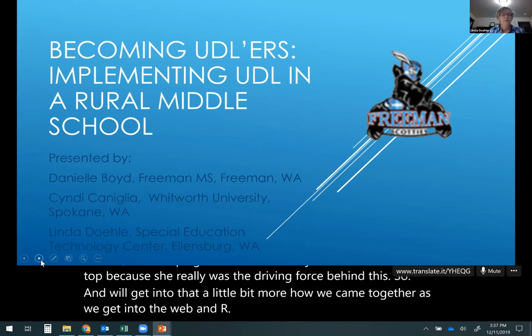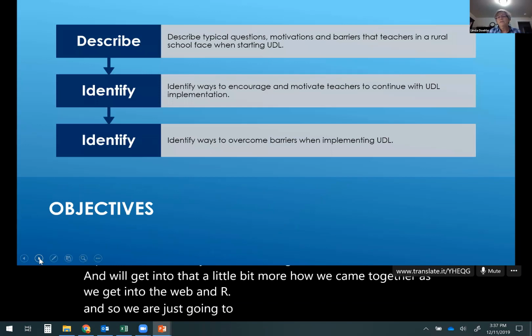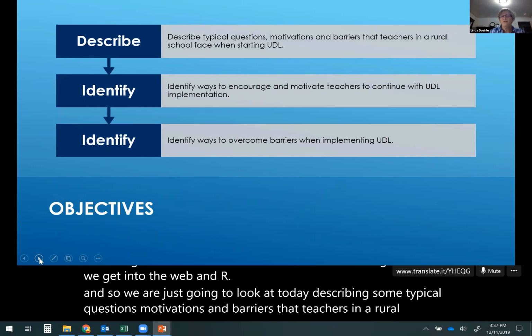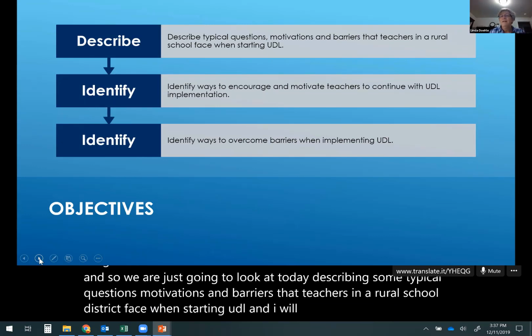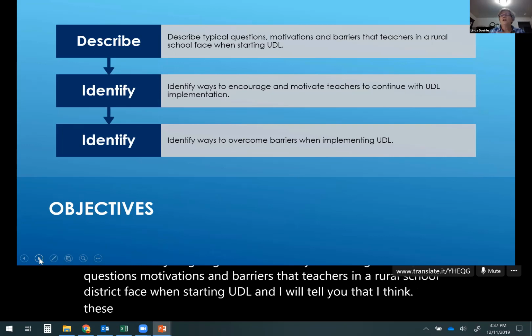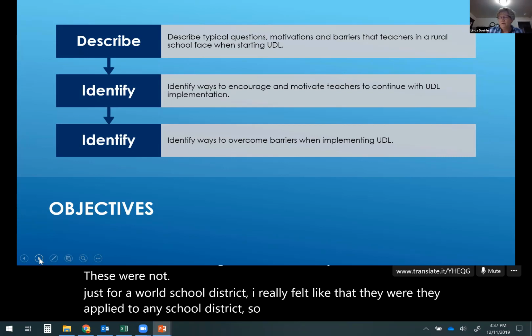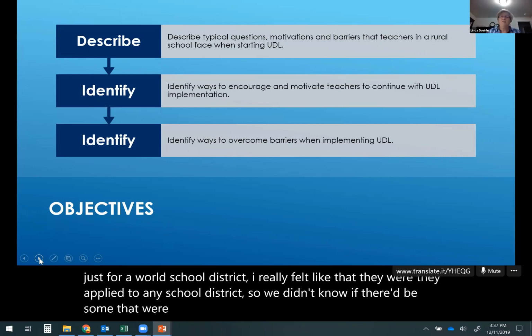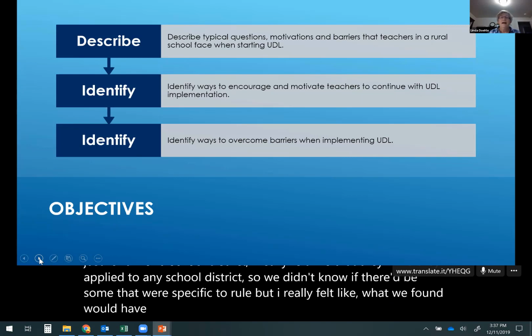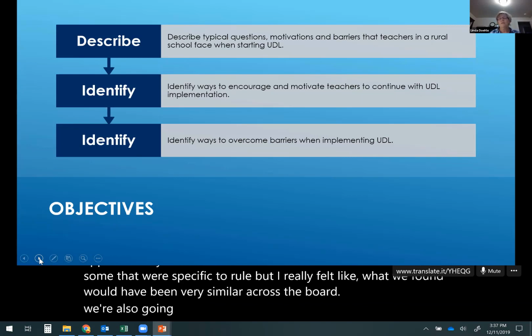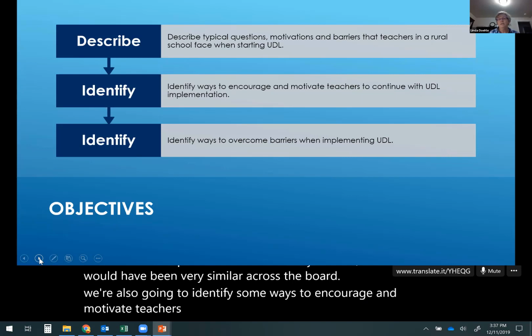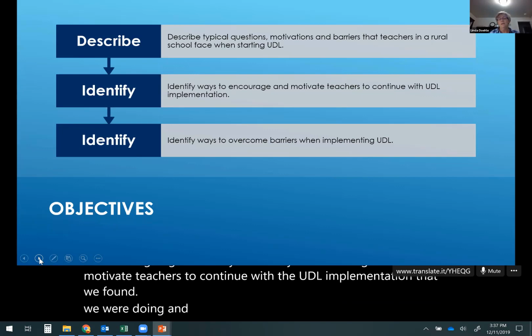We are just going to look today at describing some typical questions, motivations, and barriers that teachers in a rural school district face when starting UDL. I think these were not just for a rural school district. I really felt like they applied to any school district. We didn't know if there'd be some specific to rural, but what we found would have been very similar across the board. We're also going to identify some ways to encourage and motivate teachers to continue with the UDL implementation that we found we were doing, and then also ways to overcome barriers when implementing UDL.